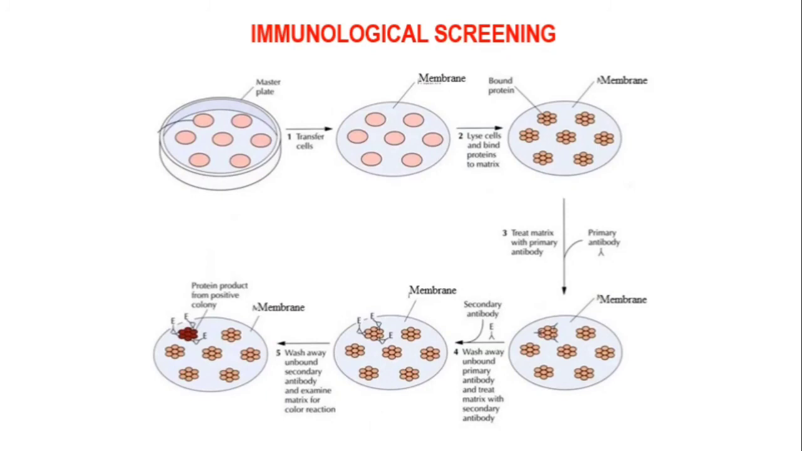Now we have the transformed colonies in a plate. We keep this plate as a master plate, and we'll copy the colonies by replica plating. We do replica plating using a velvet mounted on a wooden block. Using that, we can make a replica on a nitrocellulose membrane, and we'll get an exact copy of the colonies on the nitrocellulose membrane.